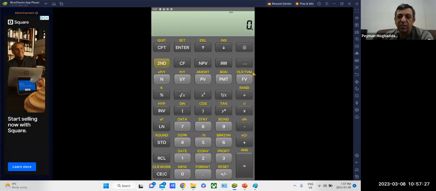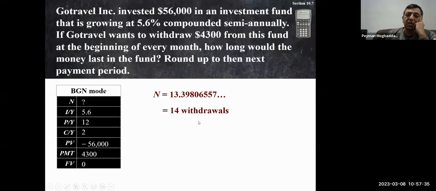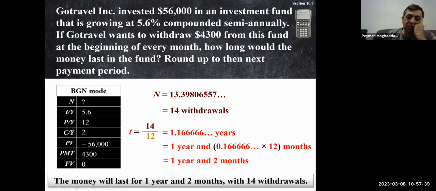Now I've set everything. I just want to know the N, so CPT and N. It's 13.39, guys. So it's going to be 14 withdrawals, which is 1 year and 2 months, right? So that's how we solve this.